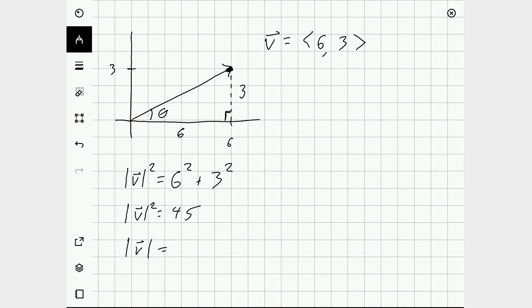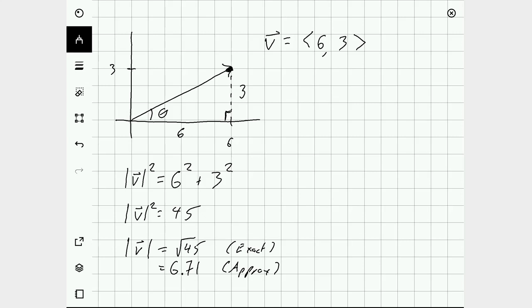And depending on application, you might want to leave this as the magnitude is the square root of 45 if we want an exact value. Or if we want an approximate value, we can evaluate the square root of 45 and get something in the ballpark of 6.71.